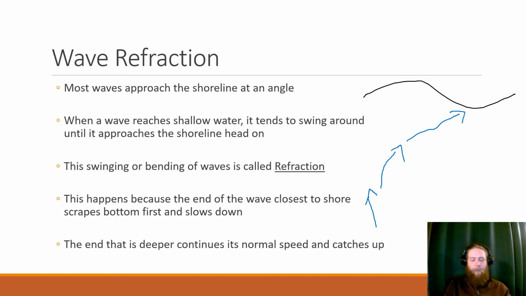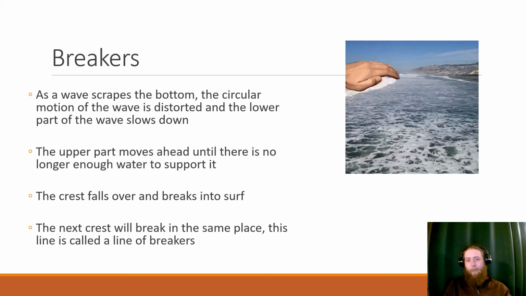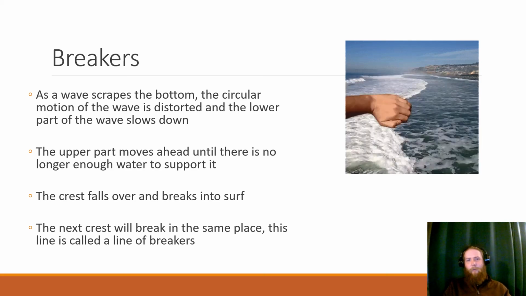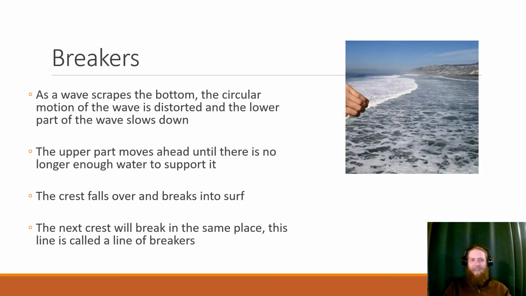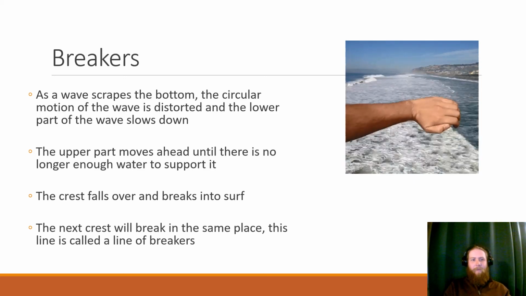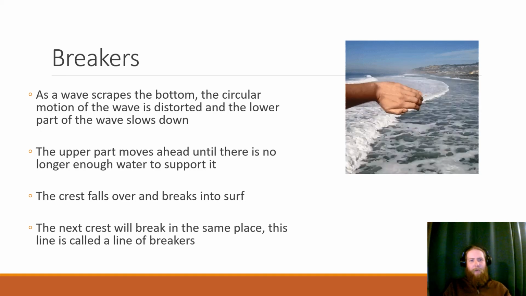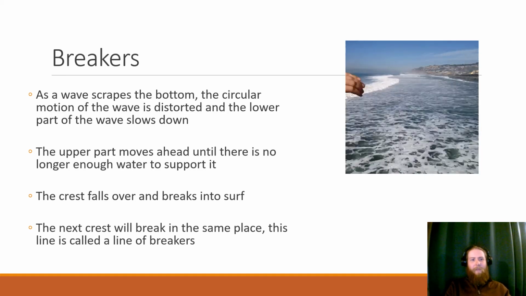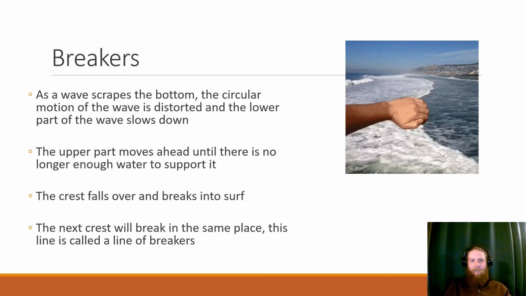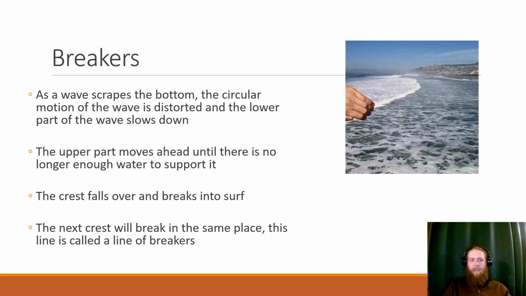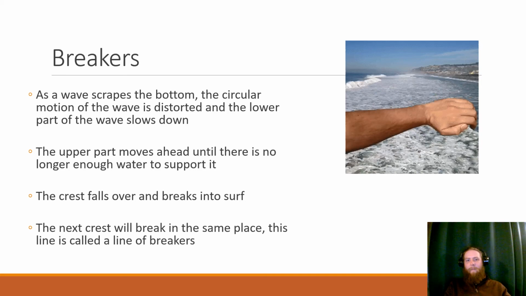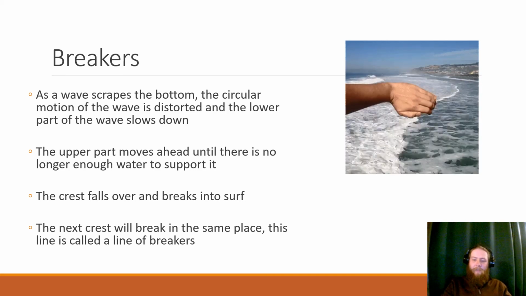And when it overtakes it, we get a phenomenon called breakers. This is an image of a guy scooping it, played backwards, of these ocean breakers here. As the wave scrapes the bottom of the ocean, the circular motion is distorted and the lower part slows down. The upper part keeps moving over it until there's no longer enough water to support it. At this point, it crests, falls over, and breaks into surf. The next crest will always be breaking in the same place, and this line is called a line of breakers. And this is what this guy is taking advantage of. He is making sure that he is scooping at the same place that the last wave crested at.